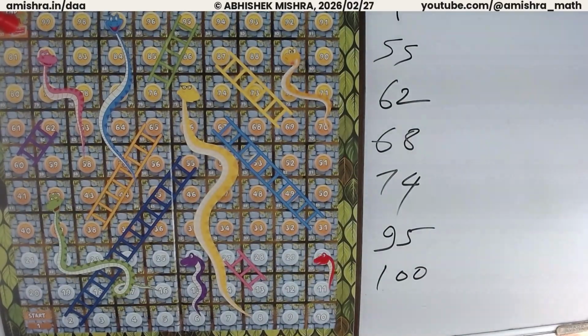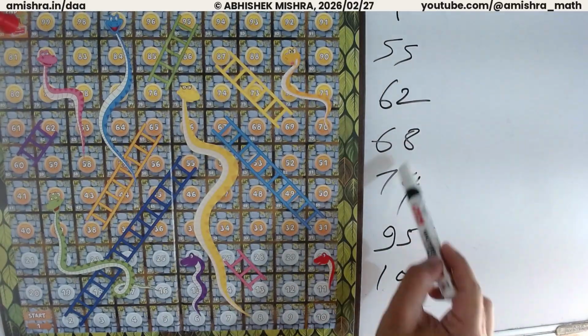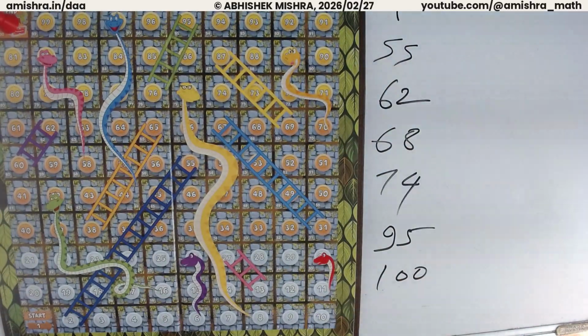So how many steps do we take? 1, 2, 3, 4, 5, 6. Only 6 steps and we arrive at 100. So this may be the best possible move, because there may be other possibilities also. We do not know if this is the best possible, but I think it may be.